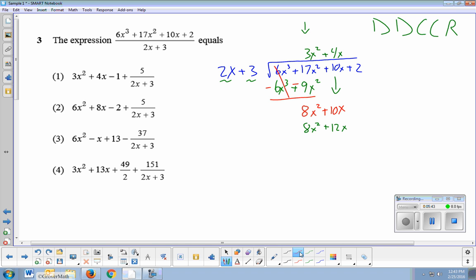Then I'm going to change my signs. Positive terms go to negative, negative terms go to positive. These cancel out. 10x minus 12x is negative 2x. Bring down the next and last piece, plus 2.